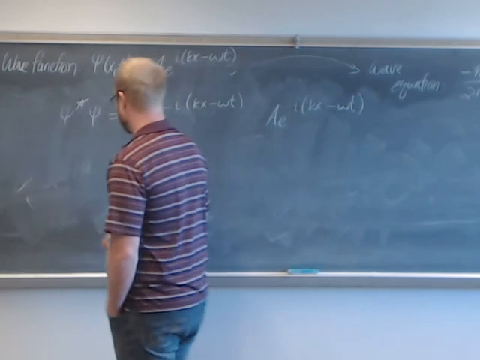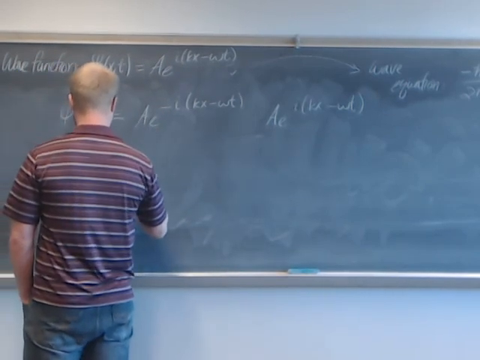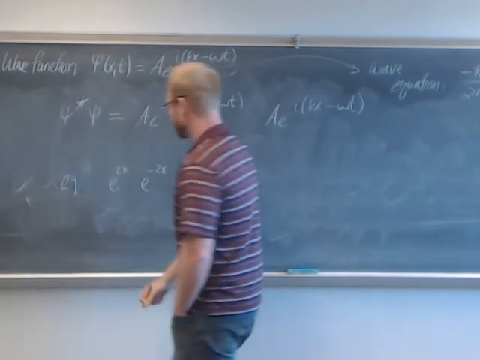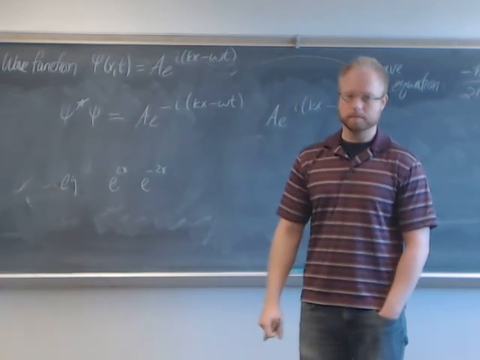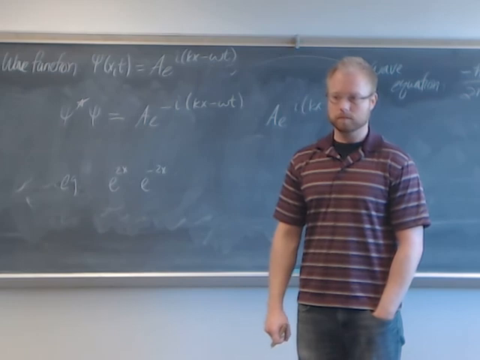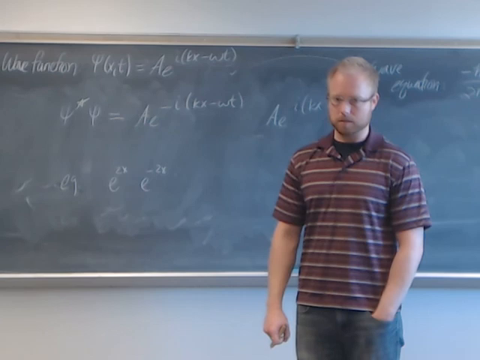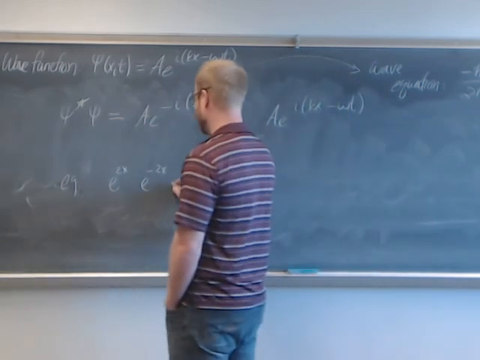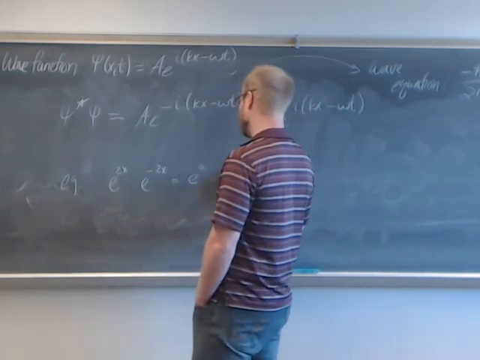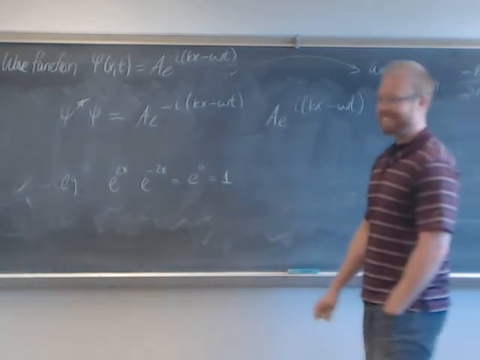And I will draw on something else. Let's look at an example. e to the 2x times e to the minus 2x. What does this equal? We end up with e to the 0. Anything to the 0th power equals 1. Handy, right? I remember that.